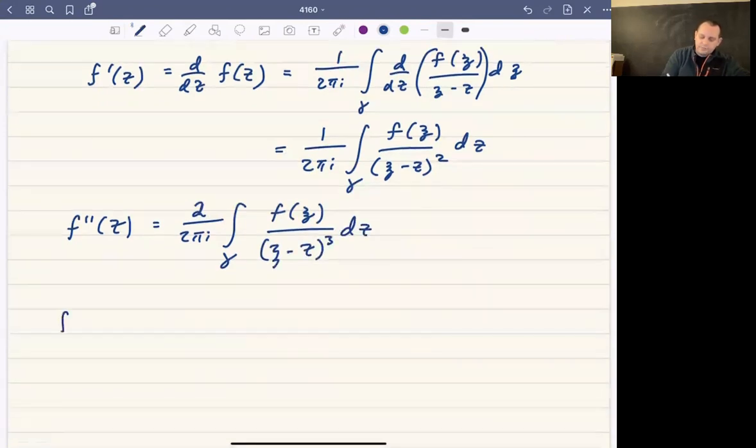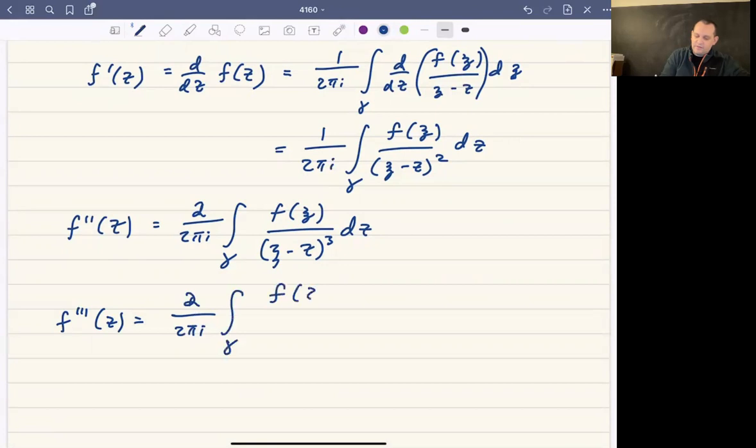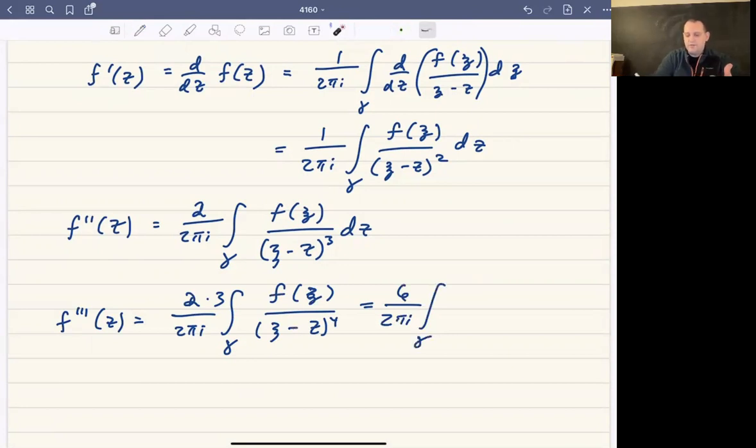And then one more time, the third derivative is going to be 1 over 2 pi i. Actually, we have a 2 over 2 pi i because we're integrating from before. Integral, we're going to have f of zeta over zeta minus z to the 4th times 3. So this is going to be a 6 over 2 pi i. And just notice what's happening here. The next time that we do this, we keep multiplying by this power up top. So the next time we will get this thing times 4 all over this to the power 5. That would be the fourth derivative and so on.